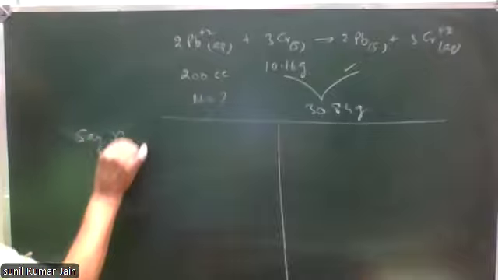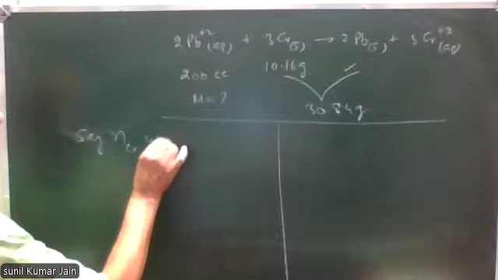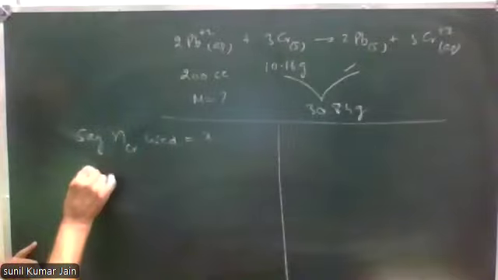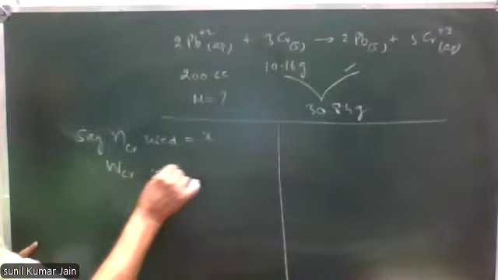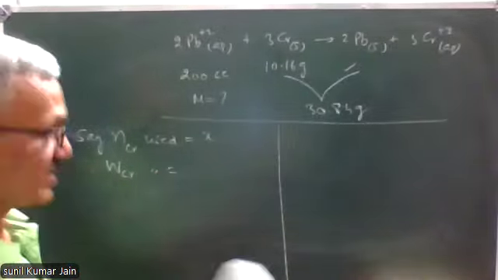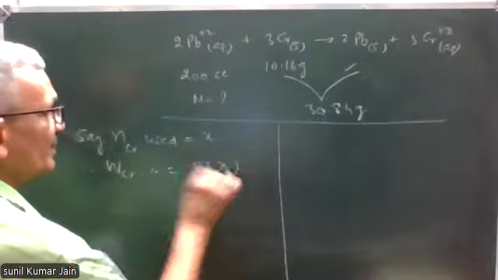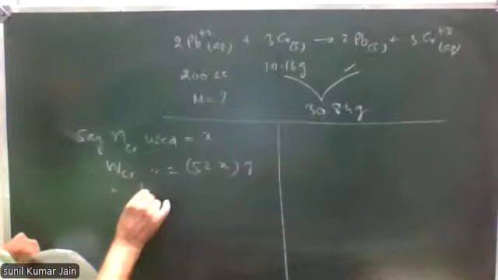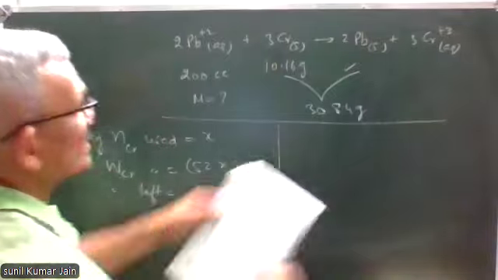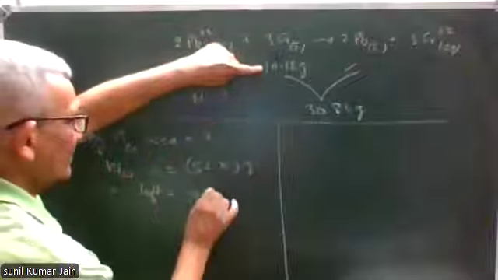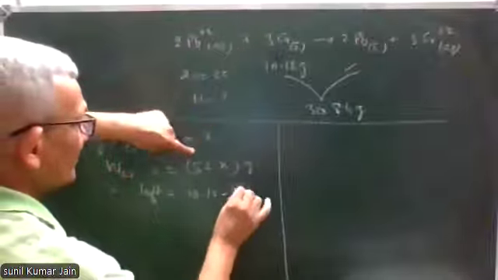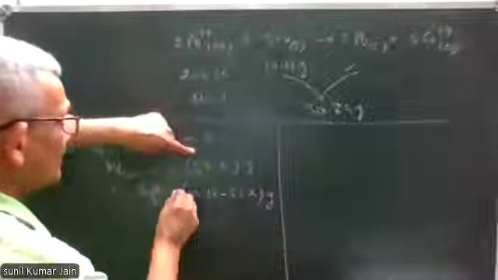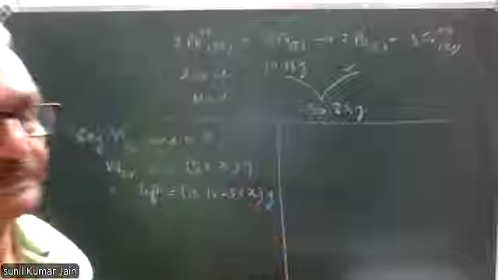Say number of moles of chromium used is equal to X. Therefore, weight of chromium used will be atomic weight into this. Atomic weight is 52. So 52X grams of chromium will be used. Weight of chromium left: we started with 10.16 minus 52X. So many grams of chromium is still left.